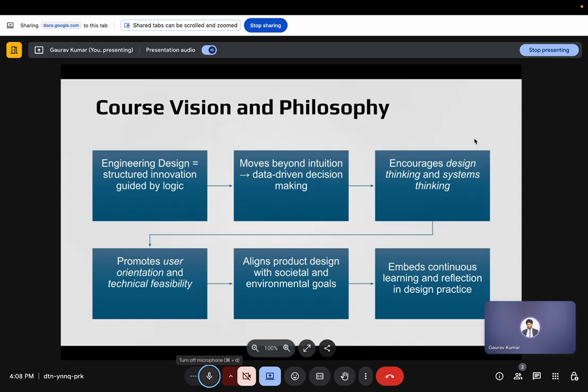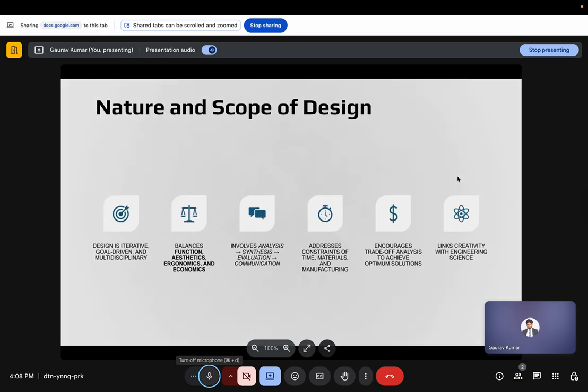Now moving towards the next one. The next one is nature and scope of design. Design is iterative, goal-driven, and multidisciplinary, and it balances function, ergonomics, aesthetics, cost, manufacturability, and sustainability under real constraints of time and information. The designer's craft is to navigate the conflicts without losing coherence.